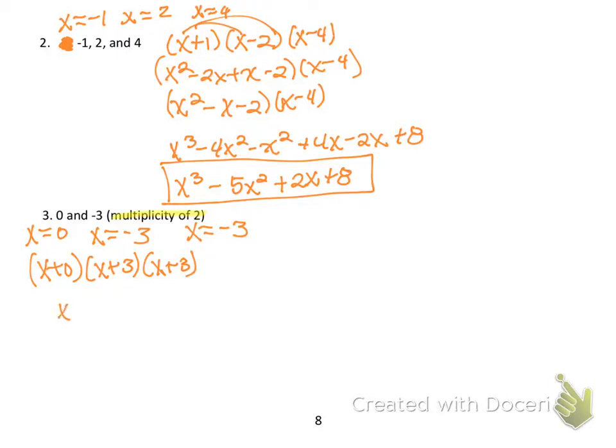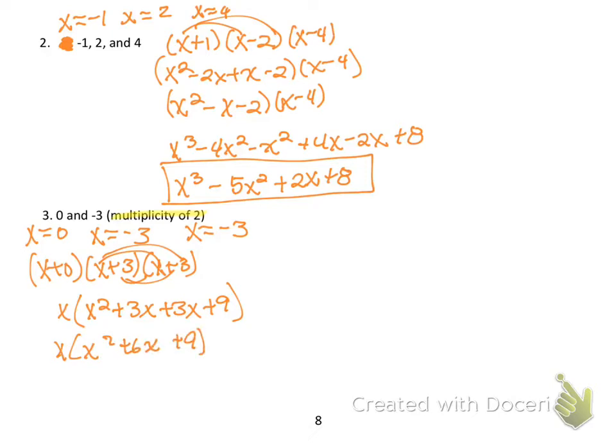X plus 0 is just x, right? So I'm going to leave that one. I'm going to FOIL these out. X times x is x squared. X times 3 is 3x. X times 3 again is 3x. 3 times 3 is 9. Combine my 3x's so I don't have as much work to do. And then distribute the x in. X cubed plus 6x squared plus 9x.